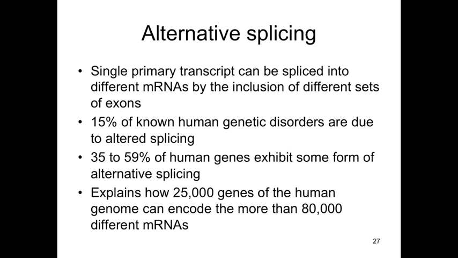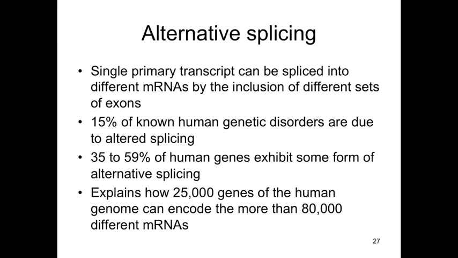A single primary transcript could be spliced into different messenger RNAs by the inclusion of different sets of introns and exons. You may recall when we first examined the human genome, we found out there were only about 25,000 to 35,000 genes, not really many more than a fruit fly, and we were quite shocked. But now, as we've learned more about epigenetics and such, we've recognized that each of these genes can encode for more than 80,000 different messenger RNAs, and thus 80,000 different polypeptide chains.